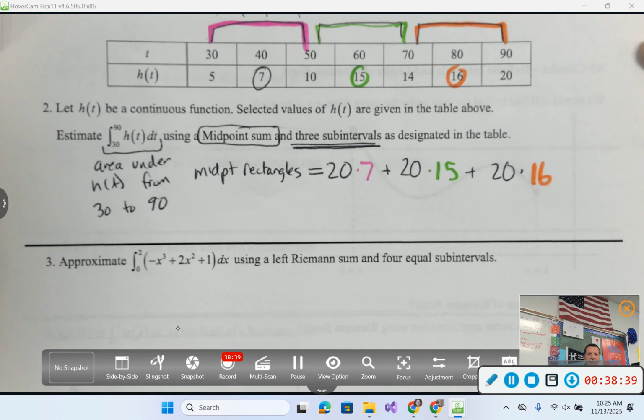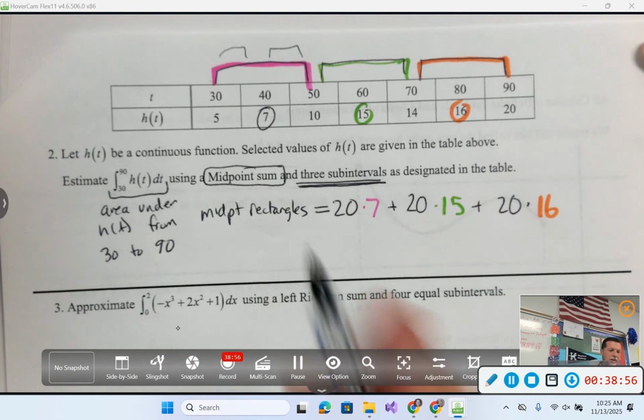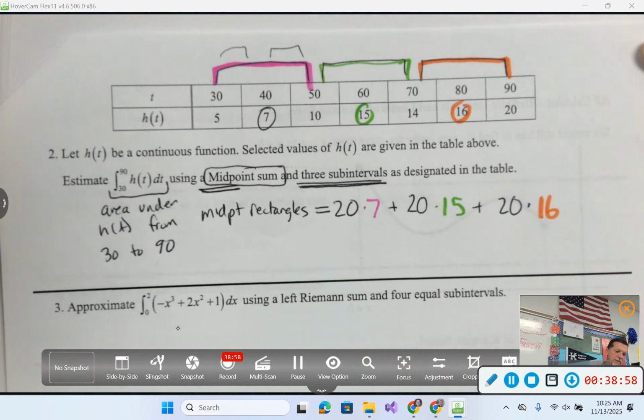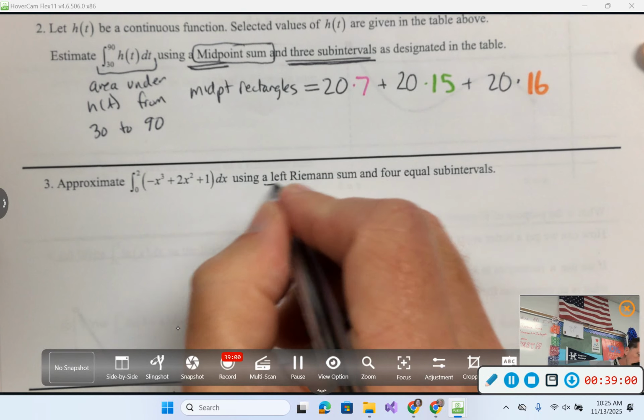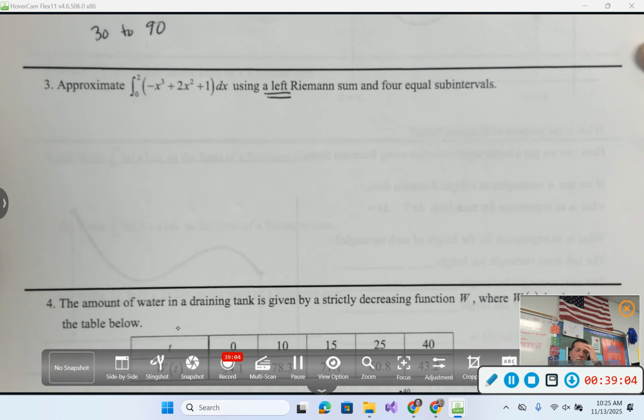Question on that? Again, I hope you're thinking, what is this? We're just doing width times height, width times height, width times height. That's it. Just be careful. Are you using the left height, the right height, or the middle height? But it'll tell you. It's not coded language, we're not keeping it a secret. Number 2, use the midpoint. Number 3, use the left-hand side. Although number 3 looks different because they didn't give us a table.